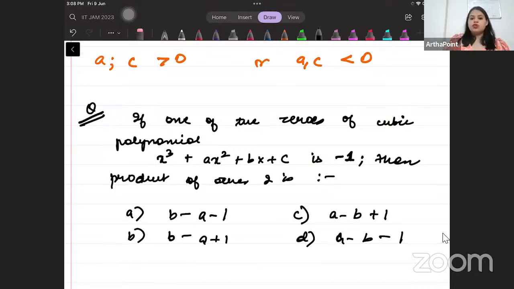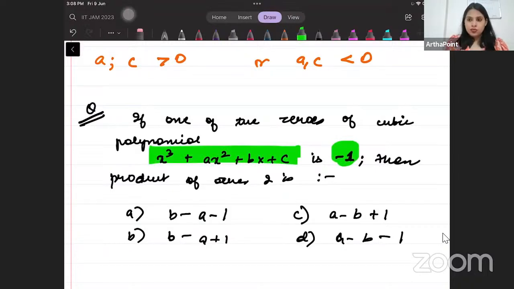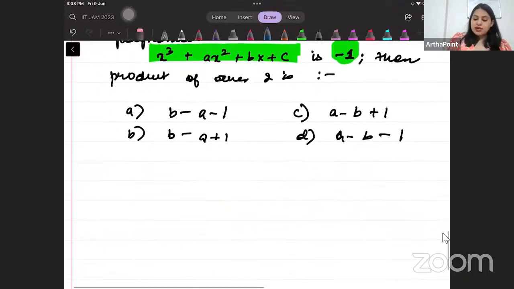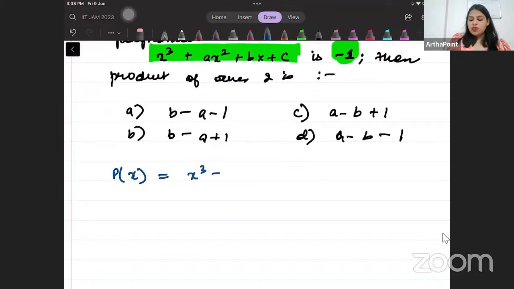Beta, start thinking a little. One of the zeros is -1. Matlab, when you put -1 in this equation, you should be getting 0, right? So let's start by writing the polynomial. It is x cube plus ax square plus bx plus c.